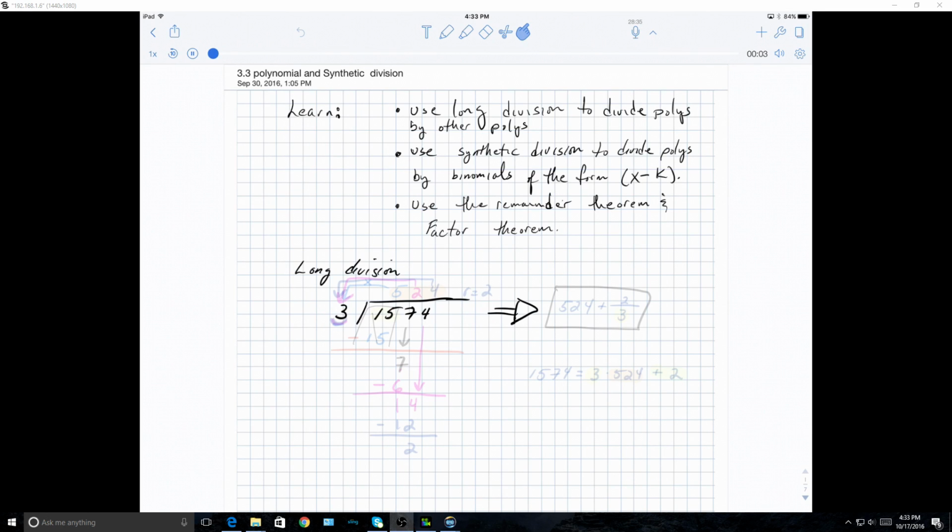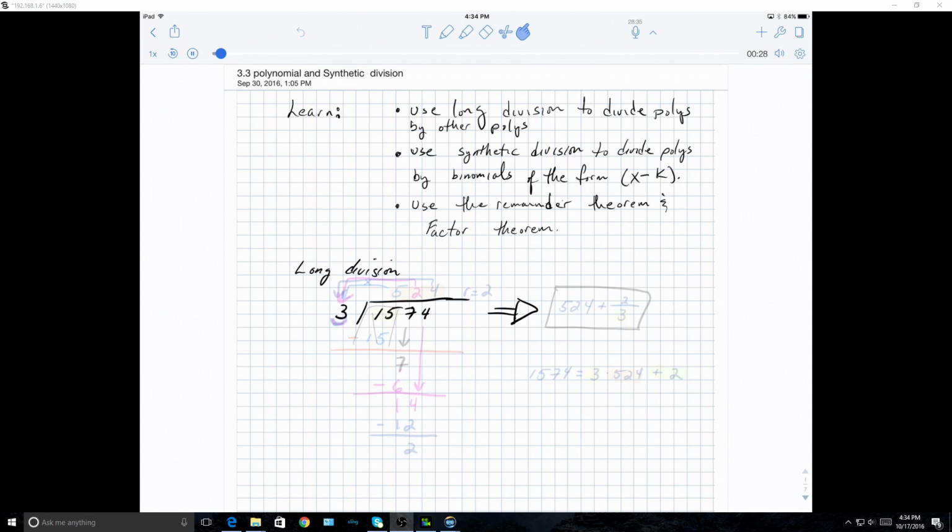Alright, 3.3, polynomial and synthetic division, and long division. So we're going to look at long division to divide polys. We're going to use synthetic division to divide polys in the form of x minus k, which is going to be very important for factoring later on, and we're going to use the remainder and factor theorems.